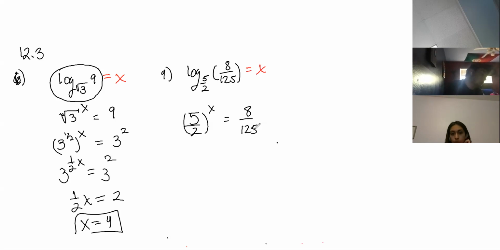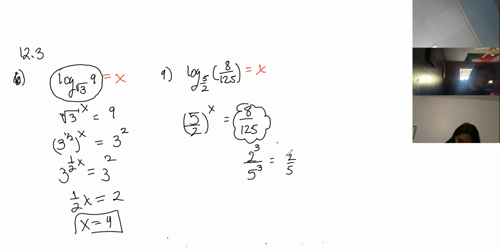Good. So I'm going to want to get them to the same base. So I'm going to work with this here and try to make it smaller. 8 is the same as 2 to what power? 2 cubed. And 125 is the same as 5 to what power? 5 to the third. So this is the same as 2/5 raised to the third power.